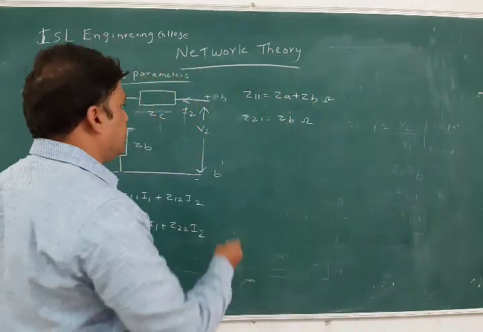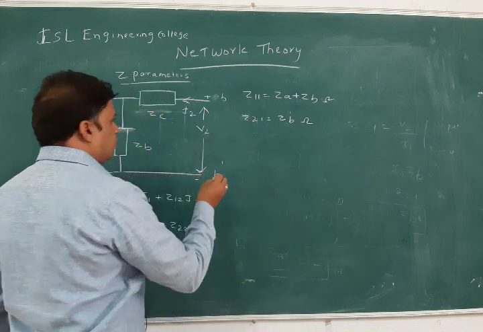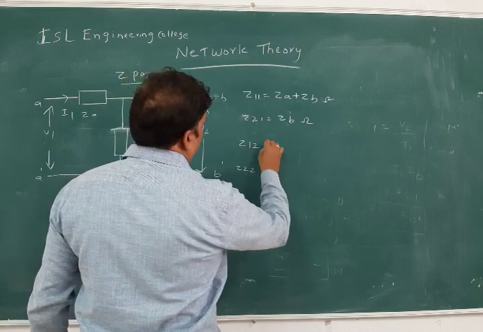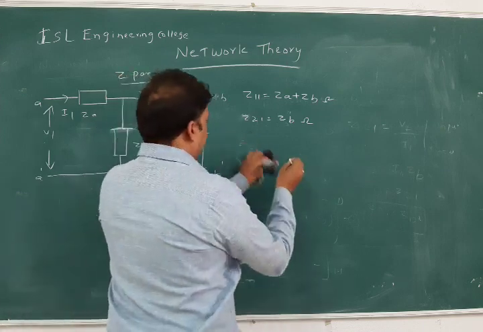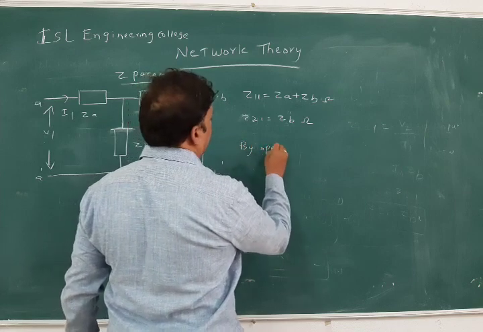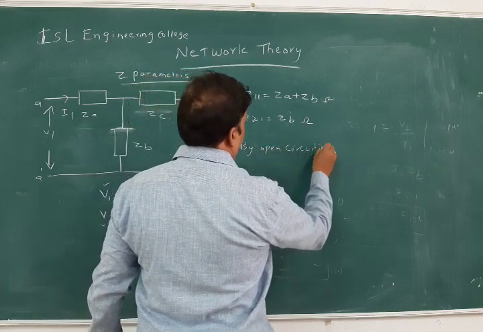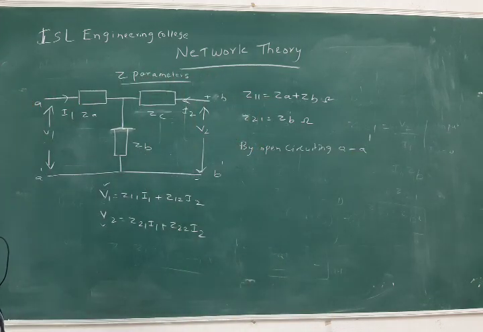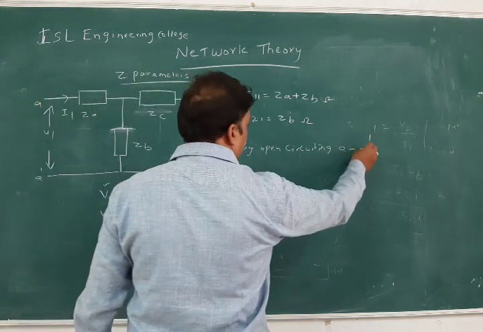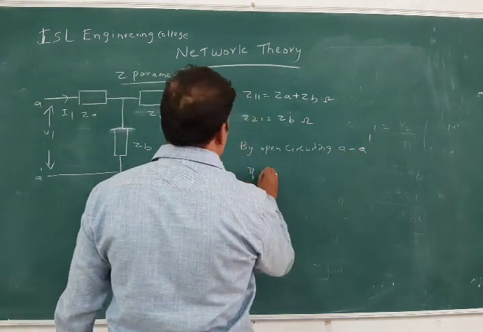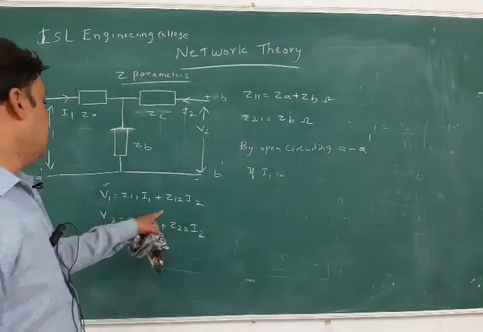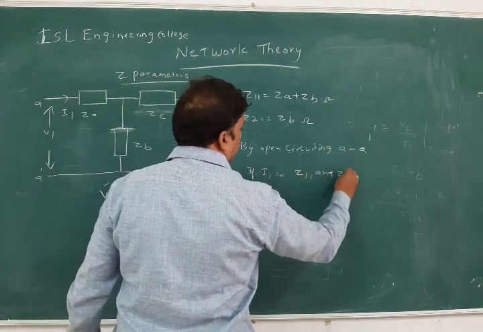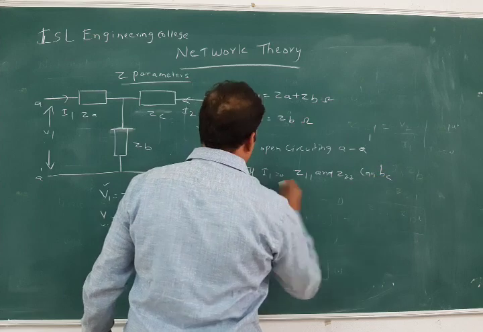Coming to the problem here, we will see what Z12 and Z22 are. By open circuiting the AA dash port, I1 will be 0. If I1 is 0, then we have to find out the parameters Z12 and Z22. Z11 and Z22 can be found easily.